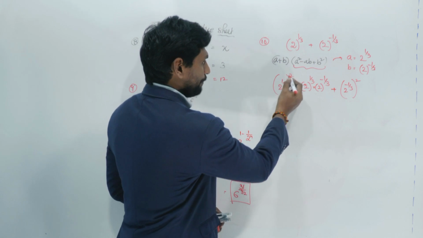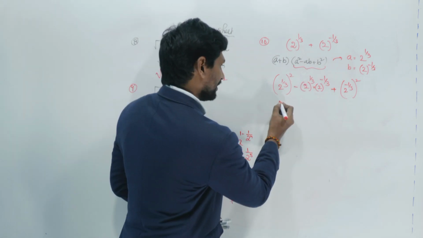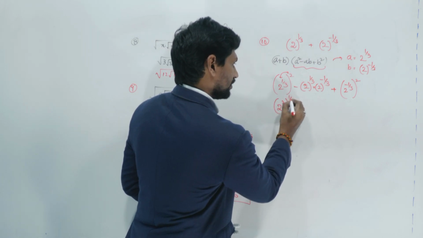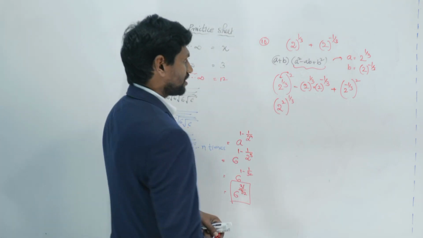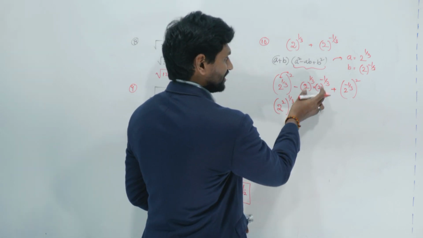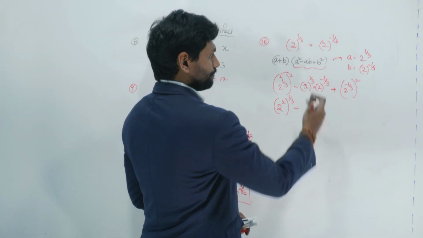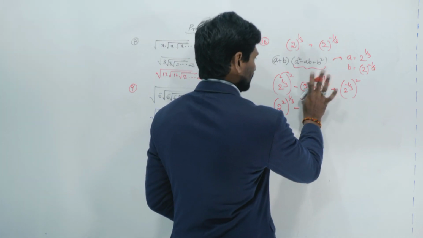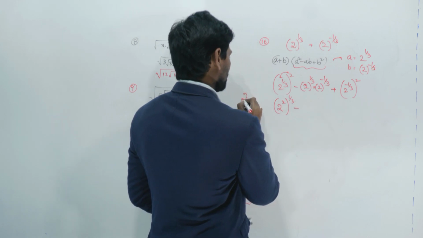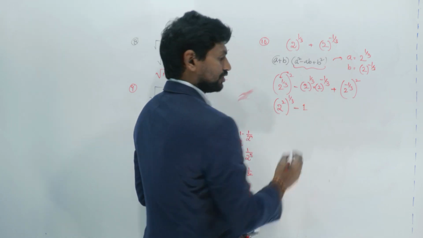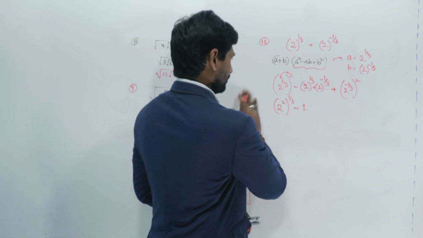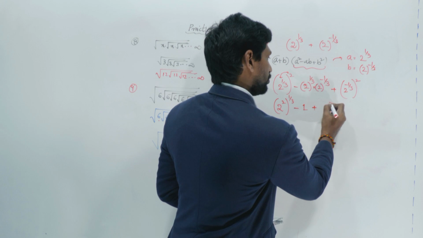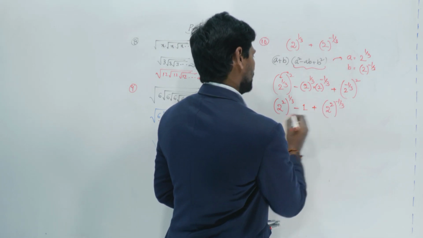Simplify this. The formula a power m whole power n is a power mn, so we can interchange these. So 2 square whole to the power of 1 by 3, minus, since the bases are the same, we can add exponents: 1 by 3 plus minus 1 by 3 becomes 0. Anything power 0 is 1, so 2 power 0 gives 1. Plus 2 square whole to the power of minus 1 by 3. This is the answer.